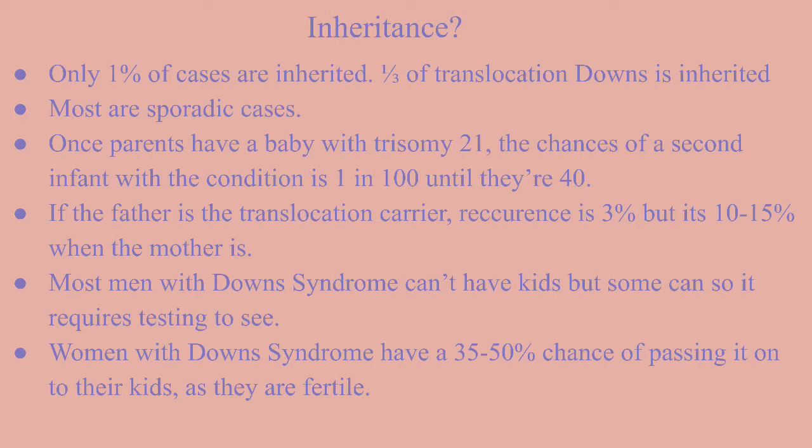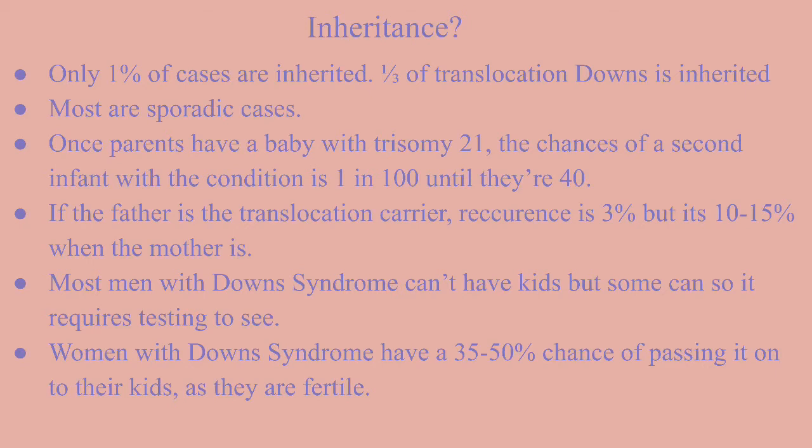disorder. Once parents have a baby with trisomy 21, the chances of a second infant with the condition is 1 in 100 until they're 40. If the father is the translocation carrier, recurrence is 3%, but it's 10 to 15% when the mother is.